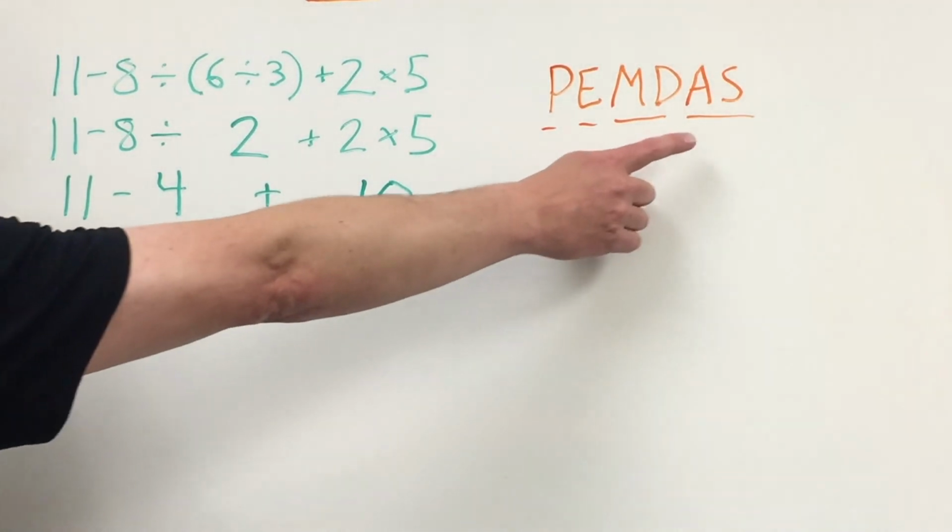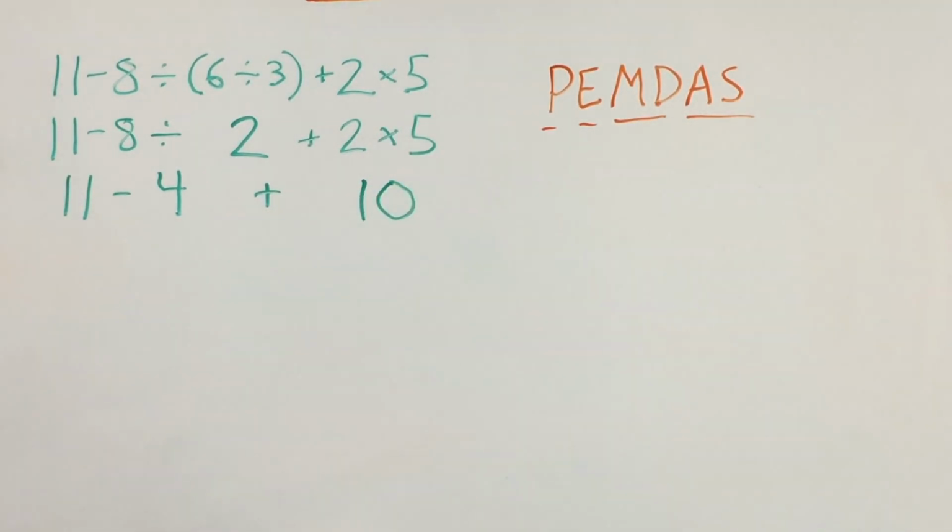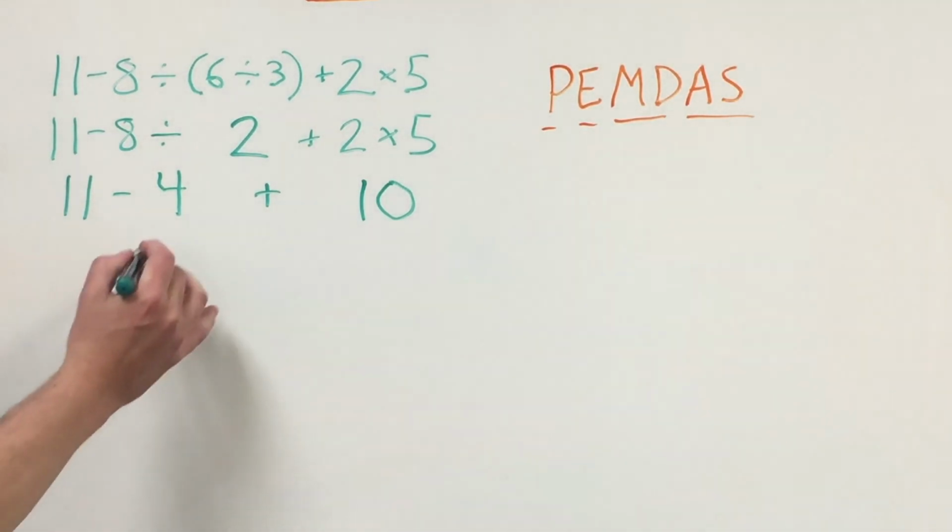Now we do addition and subtraction. You have to be careful here too. We do addition and subtraction at the same time, going left to right. So let's do that. What's the first addition or subtraction we find? It's 11 minus 4. 11 minus 4 is 7.